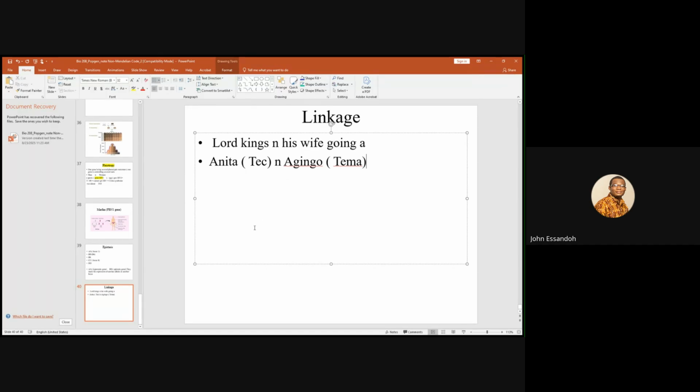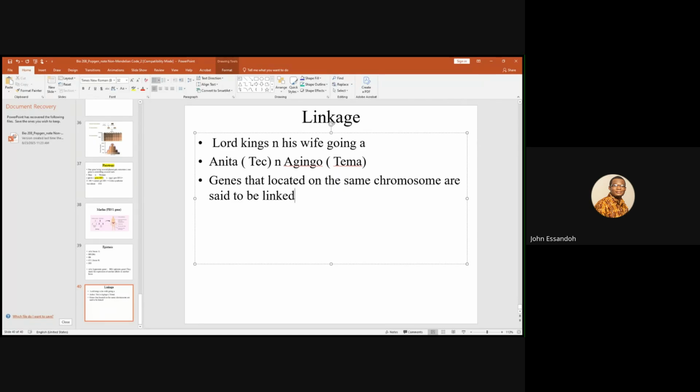So the probability of them coming together is very slim because they are not linked. Now, when we say linkage, it means genes that are located on the same chromosome. So genes that are located on the same chromosome are said to be linked.